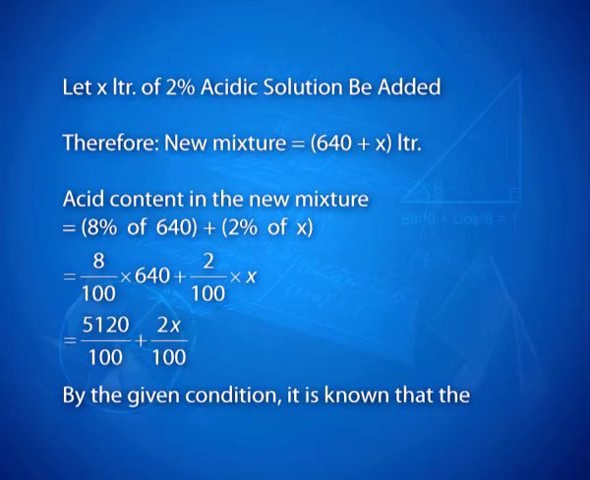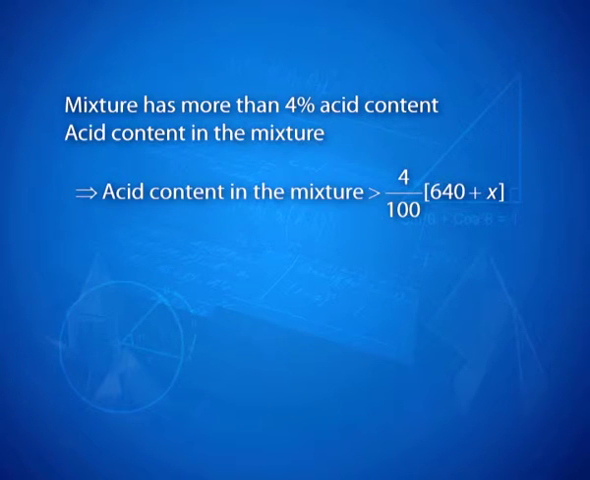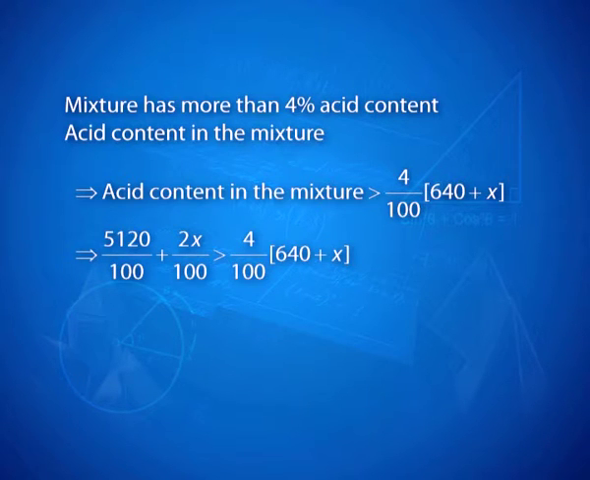By the given condition, it is known that the mixture has more than 4% of the acid content. That is, the acid content in the mixture is greater than 4% of the total volume of mixture I have. That is 4% of 640 plus x. The acid content in the mixture we observed was 5120 upon 100 plus 2x upon 100. Therefore, giving us the inequality 5120 upon 100 plus 2x upon 100 is greater than 4 upon 100 into 640 plus x.